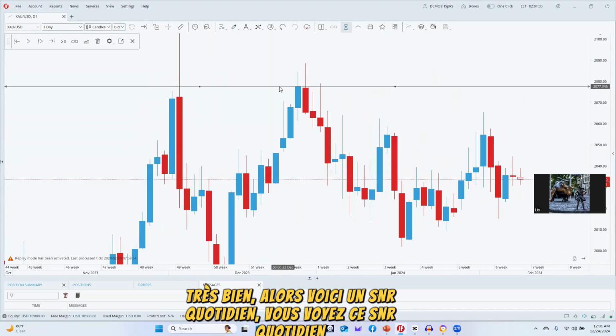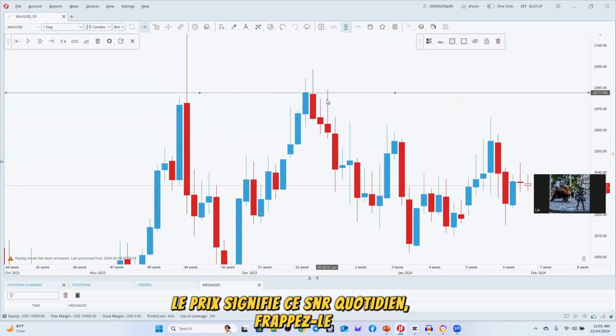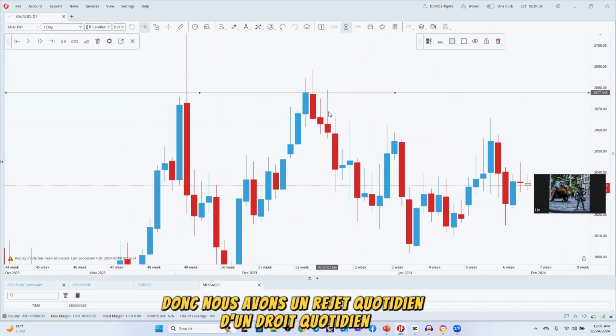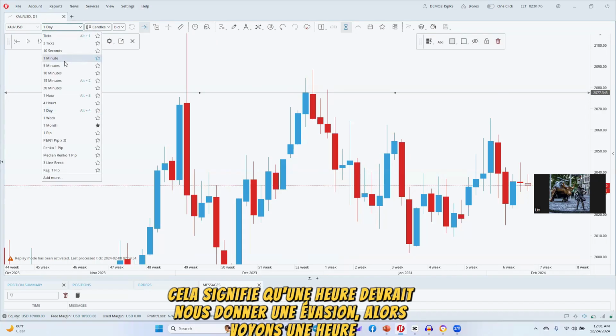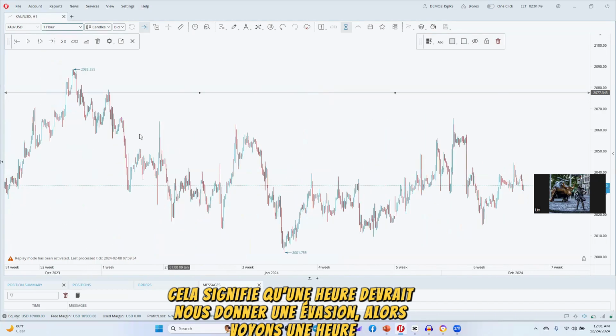All right, so here this is a daily SNR. You see this daily SNR price means this daily SNR. Hit it. So we have a daily rejecting a daily, right? So if a daily is rejecting a daily in one direction, it means that 1 hour should give us a breakout. So let's see, 1 hour.